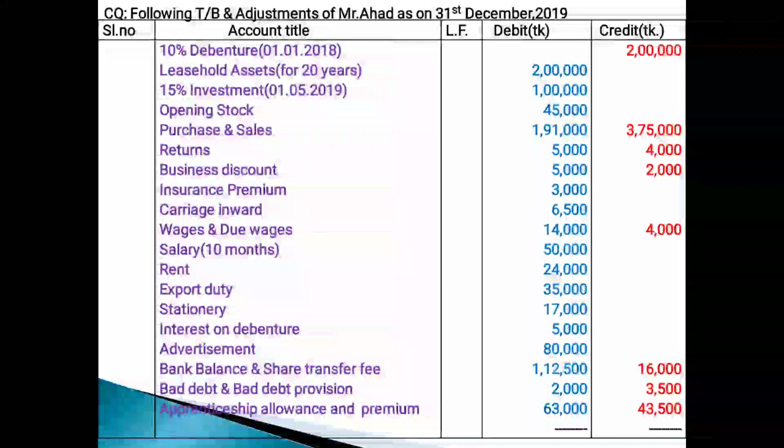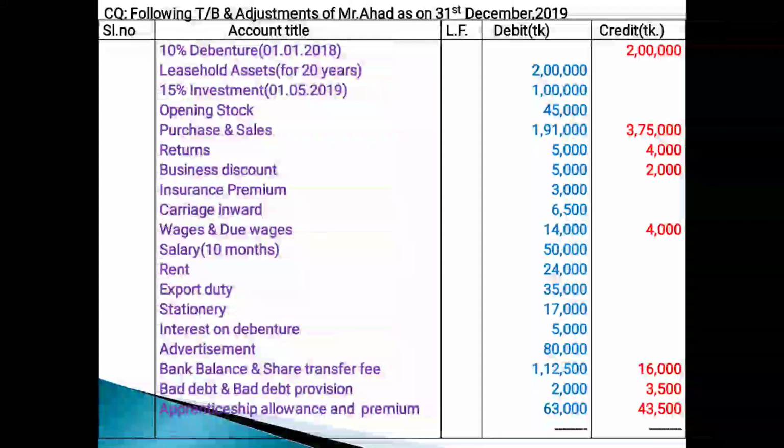Rent, one kind of operating expenses. Export duty, this amount is also operating expenses. Stationery, this amount is to be treated as operating expenses. Interest on debenture, I have already said about this matter. Interest on debenture, totally 20,000, that is 5,000 plus 15,000, is to be shown in other expenses in the income statement. Advertisement, this amount is to be treated as operating expenses in the income statement.